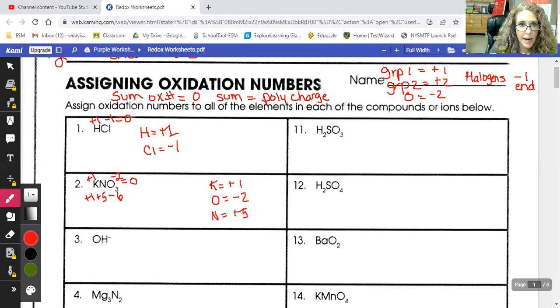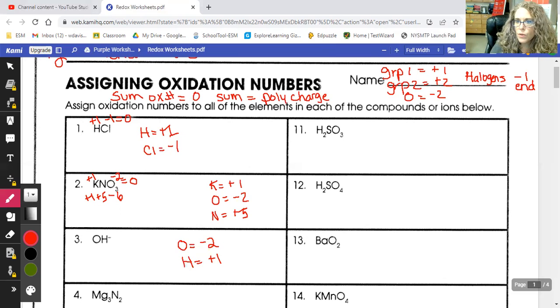So this means that oxygen plus hydrogen has to add up to a -1, not 0 in this case, because this is a polyatomic ion. So I go with my rules. My rule for oxygen is oxygen being -2, and my rule for hydrogen, being in group 1, is hydrogen is +1. And so if I have positive 1 and negative 2, when I add those together, that equals a negative 1. So we're done with that one.